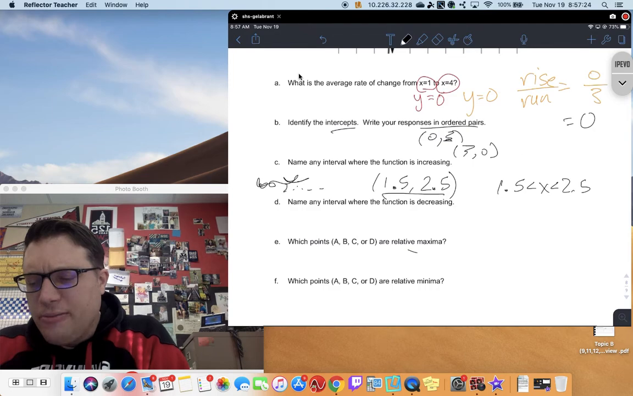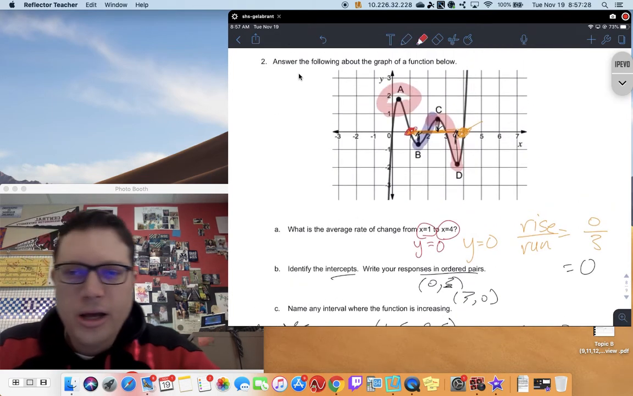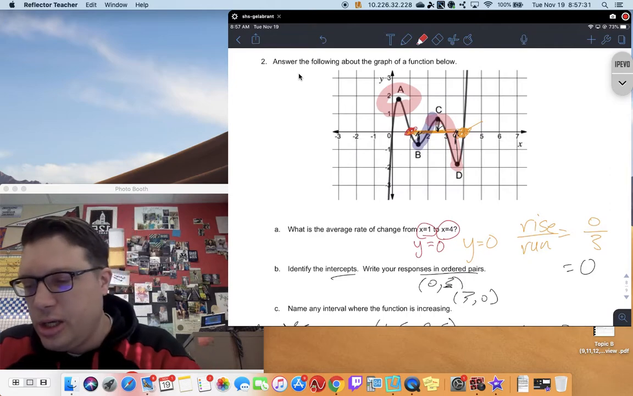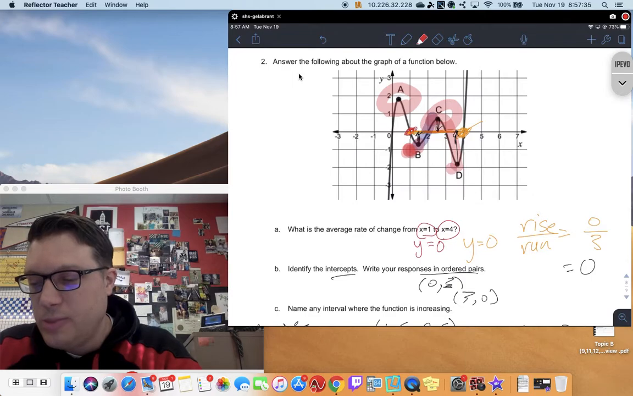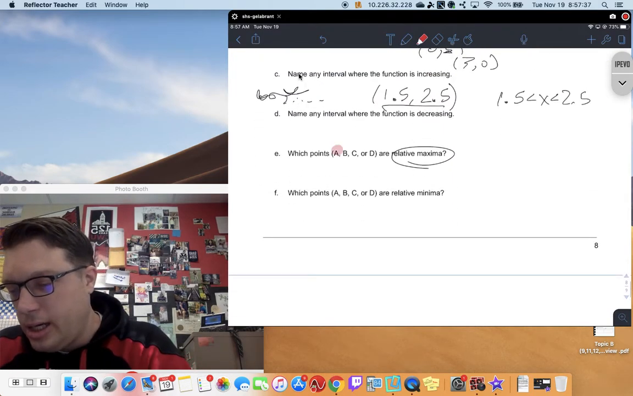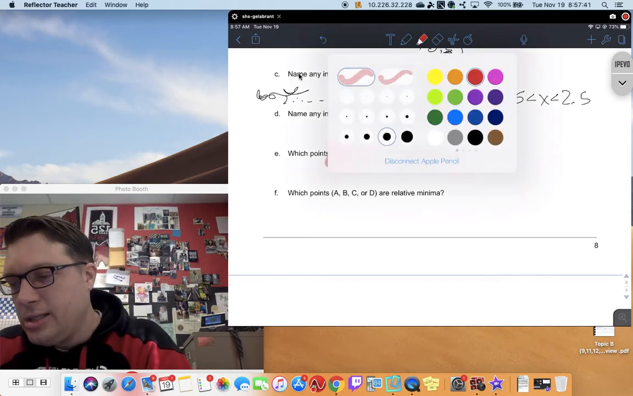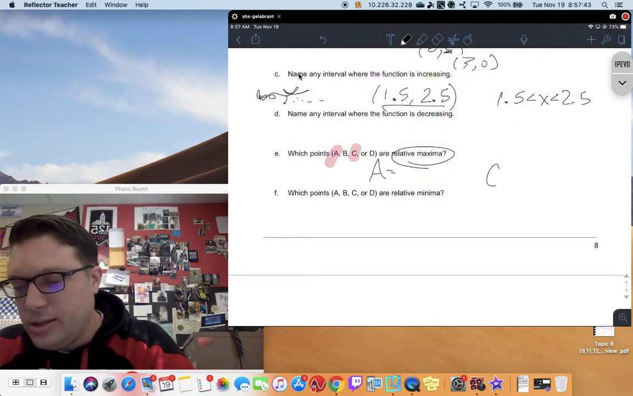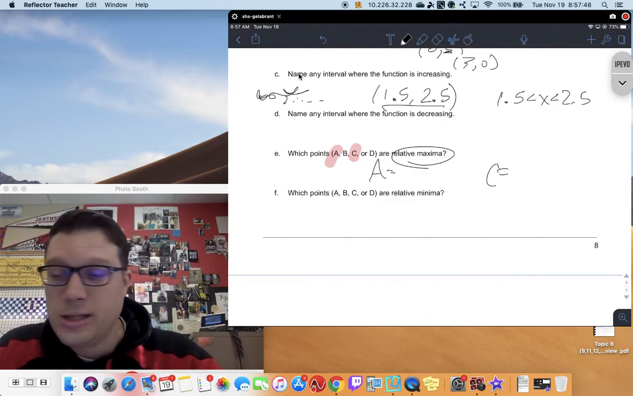To be a relative maximum means to be the highest point of that section. So right there, A is the highest point in that section. B doesn't count. B is the lowest point in that section. C is the highest point. D is the lowest. So we could say A and C. List them. What are their values? A is at a value of, and C is at a value of. And then I'll leave you to do F because minima is the other side of the conversation.